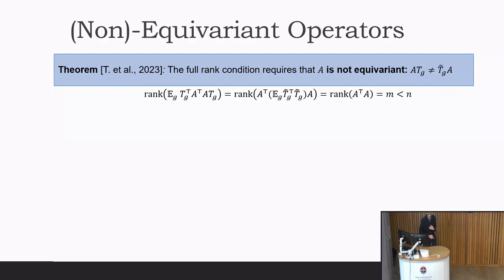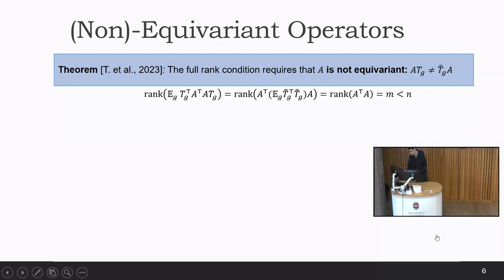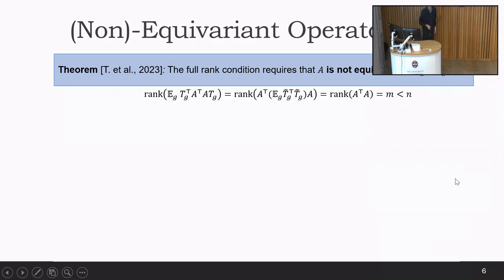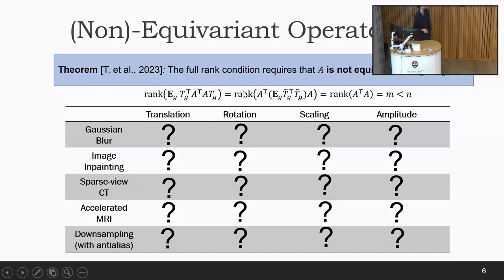So this raises the equivariance quiz I have here. We can think now of which operator will be useful for which inverse problem. We have here a list of different common inverse problems that we find in practice and common transformations that we can assume our distribution of images is invariant to. So if we think about translations, which of these operators will be equivariant to translations?